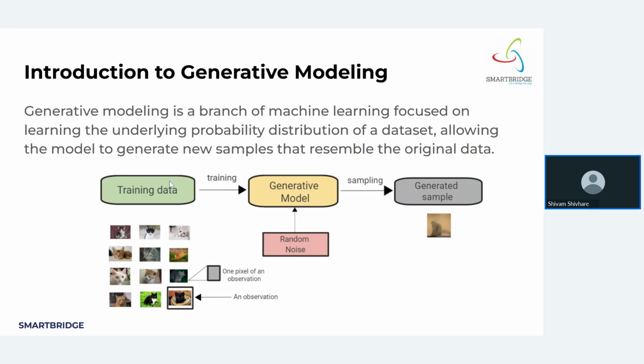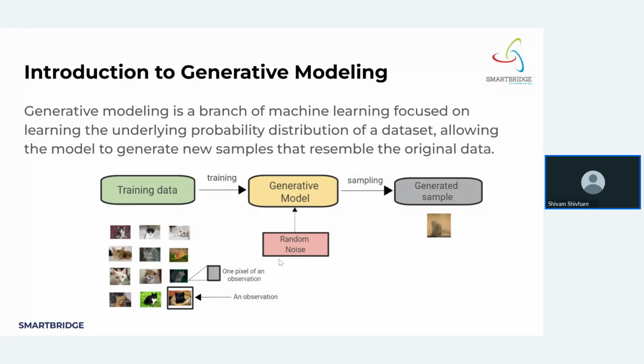This is the complete training data. We train the generative model and also give some random noise. Random noise is nothing but data which does not have any structure or pattern. That random noise is input to the model. The model will observe the patterns, and this random noise is going to be converted into a beautiful new generated image. Using this random noise, it will generate a new image.